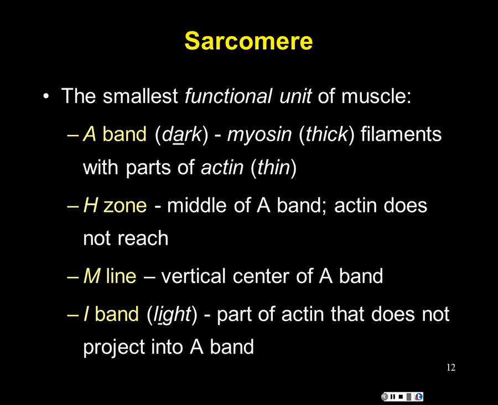What we added to our handout number 5 was the H zone, which is the area of which band? The A band, the dark band. Right in the middle, which line is in it? The M line. So the H zone is right in the middle of the dark band, and it's the part where there's just the myosin molecule in that midline, but the actin doesn't project down into the middle of it.